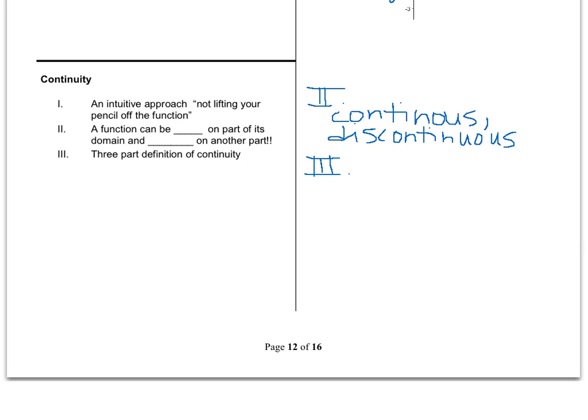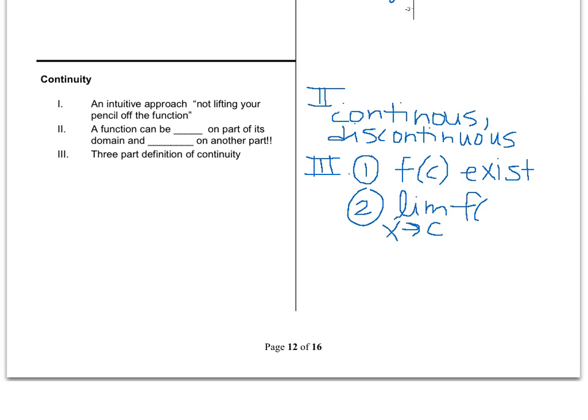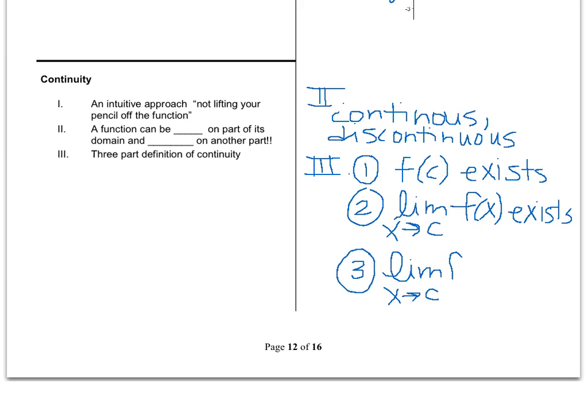In order for a function to be continuous, you must have the following 3 things. The function must itself exist at the location in question. The limit, as x approaches that number in question, must also exist. And then the last part, which ties everything together, and this was that intuitive piece: the limit as x approaches c of f of x must equal f of c. If those 3 things don't happen, you do not have a continuous function.